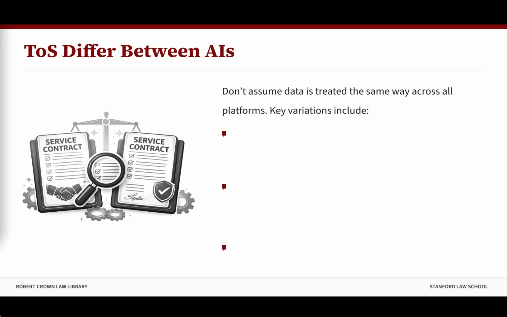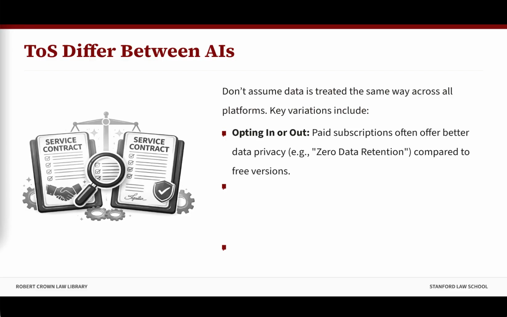We might call it boilerplate, but it's not actually identical. Terms of service can differ. Here are some of the ways that AI tools may vary. Opting in or out. If you're paying for an AI, you might be buying different data usage terms than a free version of the same AI. Subscriptions may offer options like keeping your data out of training datasets, immediately deleting conversation histories, or enhanced security.